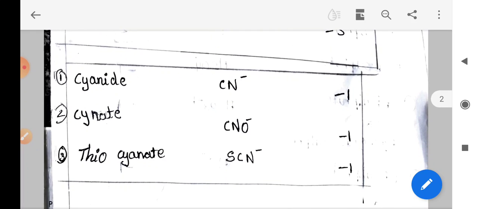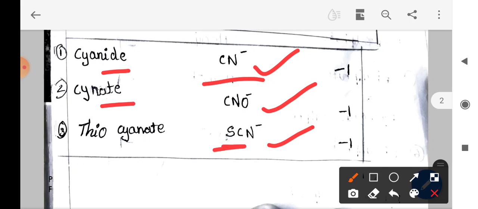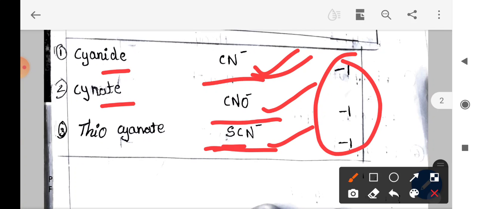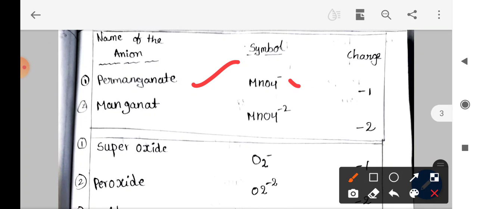Next one, cyanide formula CN minus, cyanate CNO minus, thiocyanate SCN minus. Thio means we simply add sulfur. These three are monovalent negative ions. Next, permanganate formula MnO4 minus 1, manganate formula MnO4 minus 2. Permanganate is monovalent, manganate is a divalent ion.